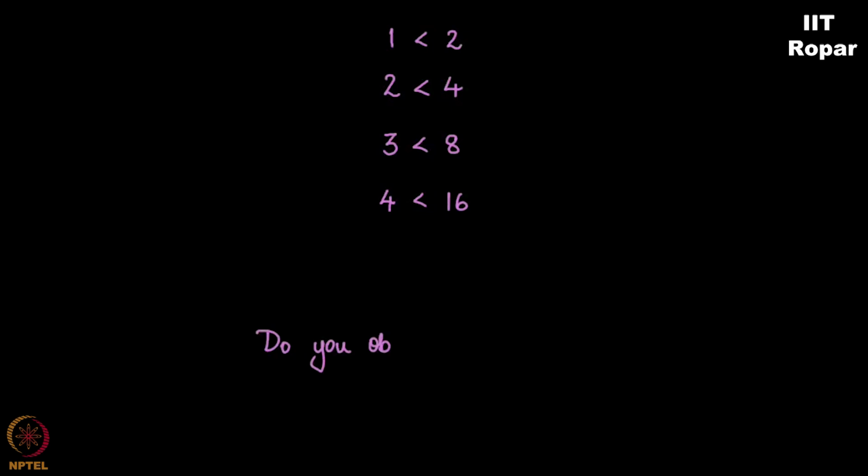Do you observe a pattern among these 4 inequalities? Let me take another one. 5 is less than 2 power 5, which happens to be 32. Now, do you observe a pattern here?